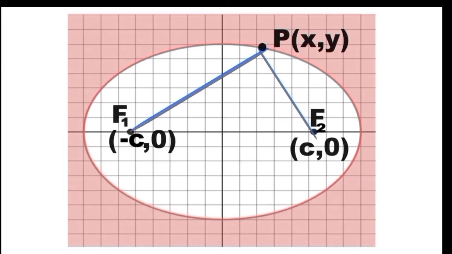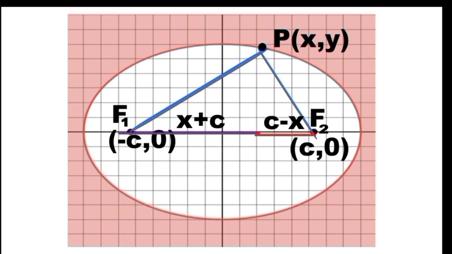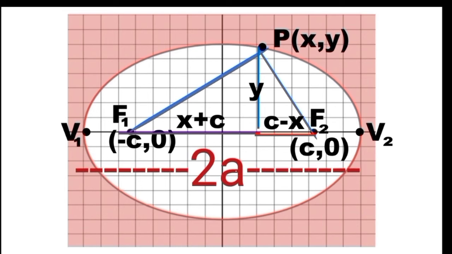Let the first foci be f sub 1 with coordinates negative c, 0, and the second foci f sub 2 with coordinates c, 0. And let point P on the ellipse have coordinates x, y. So the horizontal length from x to f sub 1 is x plus c, and the length from x to f sub 2 is c minus x. And the vertical length of point P is y. Let the intersections of the major axis and the ellipse, or the two vertices, be v sub 1 and v sub 2. The length is 2a.